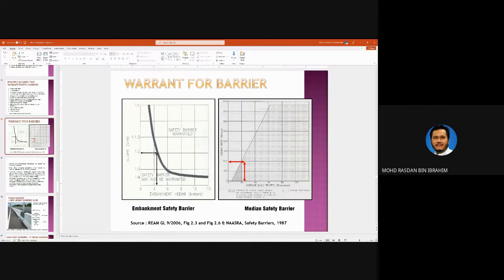But typically in Malaysia, this is from RIM. Normally, the practice in Malaysia, if it is higher than 2 meters, the designer will put guardrails. It doesn't care about the slope or anything. If it is higher than 2 meters, it is better for you to just suggest that the embankment needs guardrail, because it's safer for you as a designer.